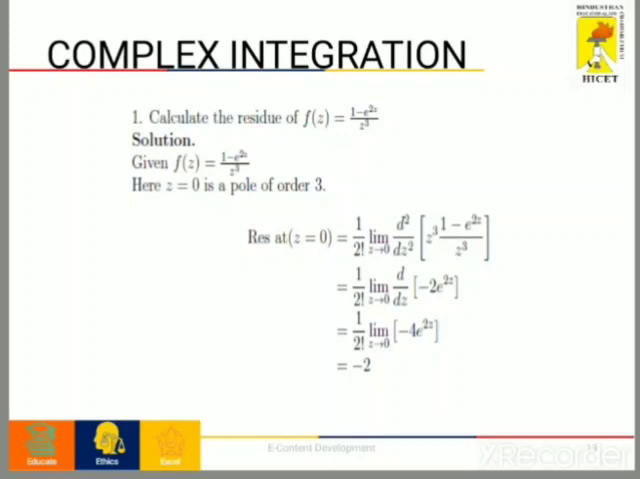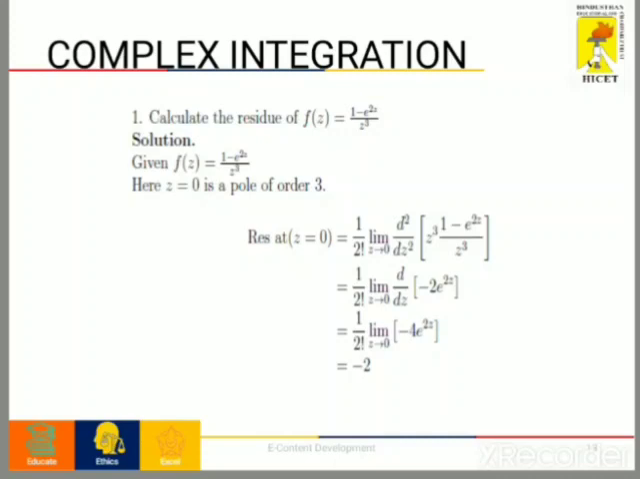The residue of f of z at z equal to 0 is 1 by 2 factorial into limit z tends to 0 of d square by dz square of z cube into f of z, where f of z is 1 minus e power 2z by z cube. Here z cube gets cancelled. After that, we have to take the differentiation once of the part 1 minus e power 2z. Hence we will get minus 2 into e power 2z.